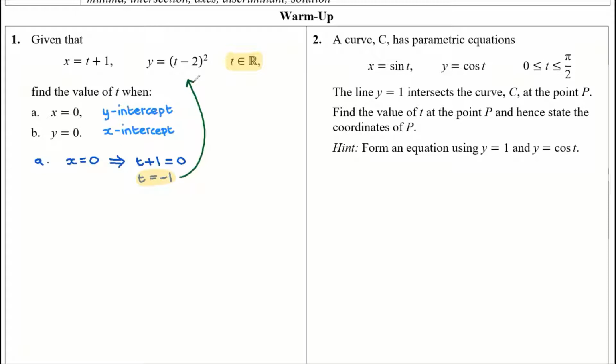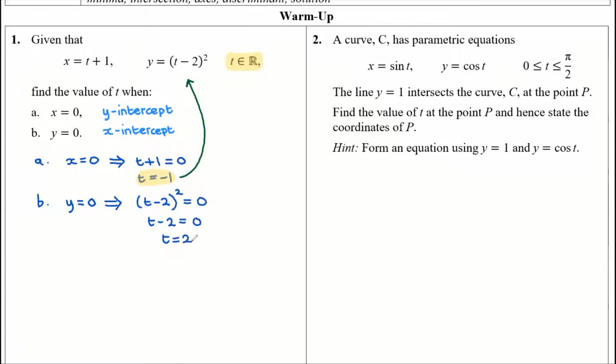Now for part B, we have to find when y equals 0. Well, when y equals 0, what happens? Well, we set the equation for y equal to 0, obviously. So that's going to be t subtract 2 all squared is equal to 0. Now, if we take the square root of both sides, okay, obviously the square root of 0 is 0. So we get t subtract 2 is equal to 0. So t is equal to 2.